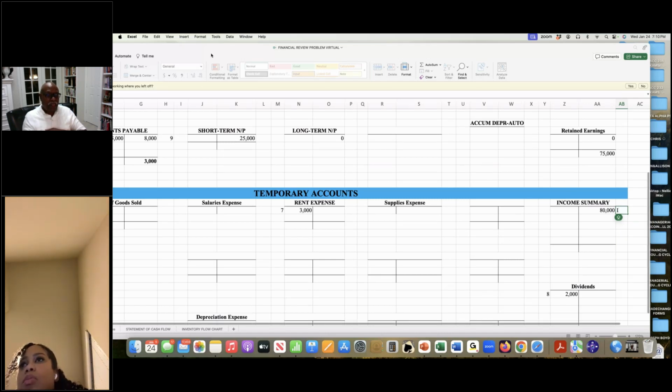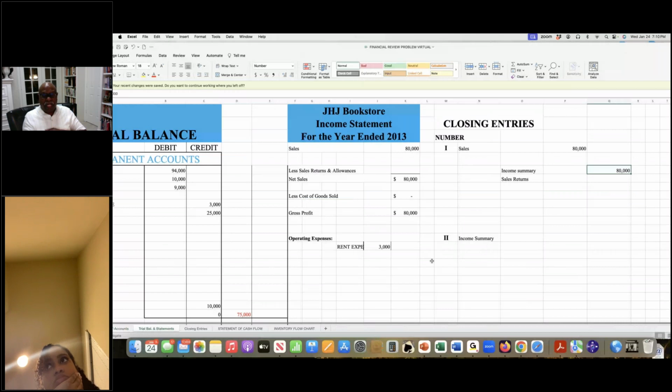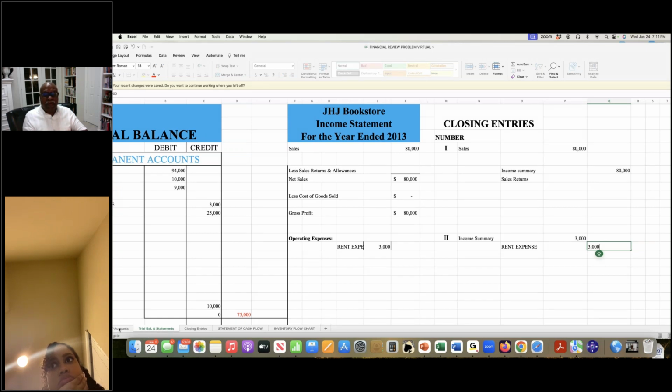So let's go back to our trial balance and make our second closing entry. And that closing entry is always going to be the expenses, and we're going to close them out. We only have one expense, rent. And we've got to credit it to close it out. And so we're going to debit income summary now for 3,000, and credit rent expense for 3,000.